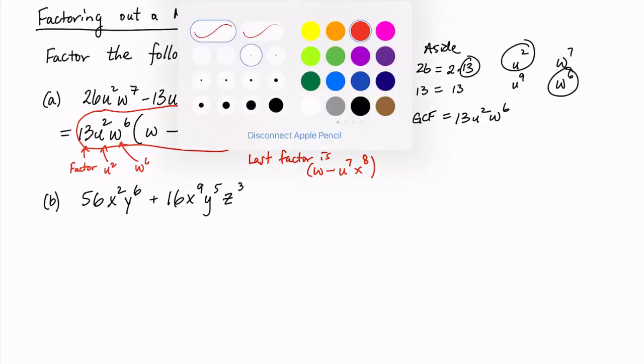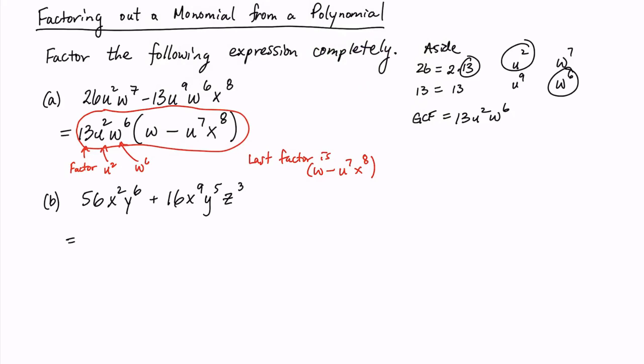Okay, let's try the next one. What does 56 and 16 have in common? We need the GCF of these two terms. So 56, remember, is 7 times 8, or 8 times 7. So there's 8, and then there's 7. How about 16? 16 is just 4 times 4, which is 2 times 2 times 2 times 2. So they have 2 times 2 times 2 in common. They have 2 to the third in common. So 2 to the third is 8.